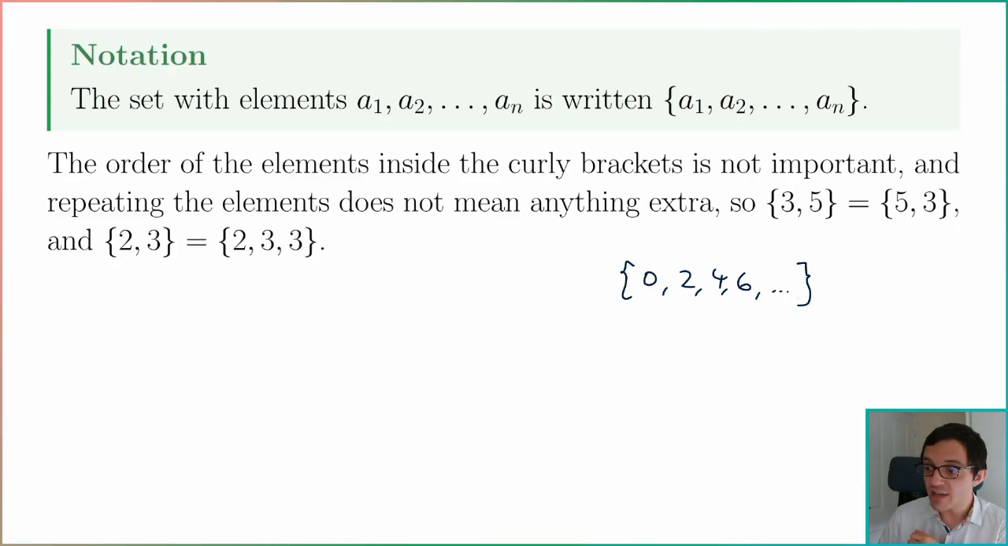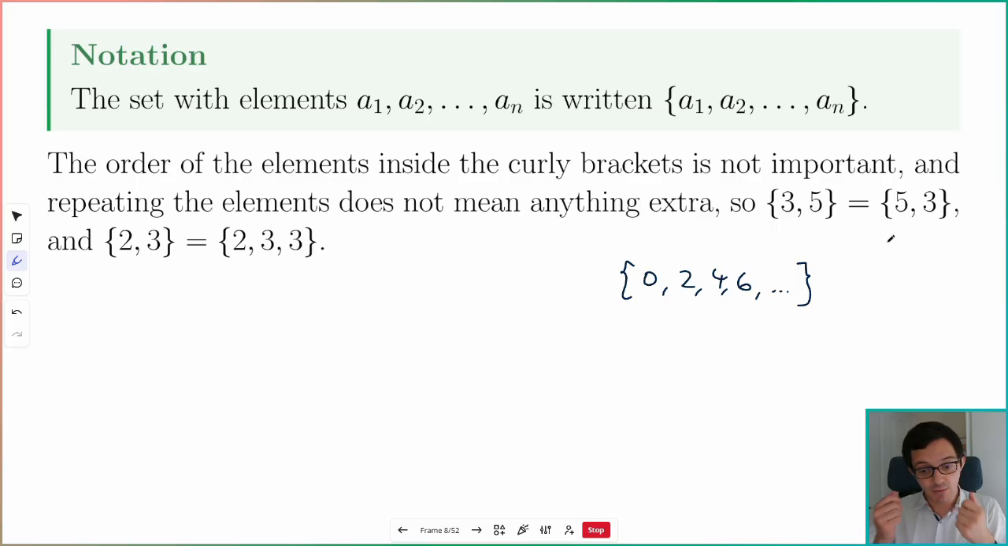So these two sets, 3,5 in curly braces and 5,3 in curly braces, are considered equal because for each thing in this set, well, 3 and 5, that's also in the second set, and vice versa, of course. So those sets are equal because equality is just defined by what your elements are and not the order.